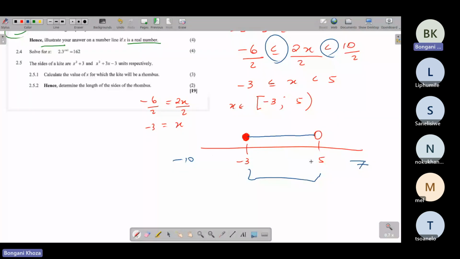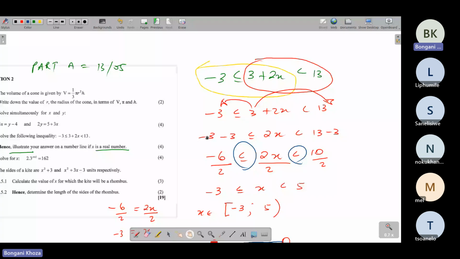So we're going to use that method if we had one inequality sign. So this becomes our final answer. What we did, we transposed this 3 both sides. We ended up with -3 both sides. We divided by 2 on both sides. We ended up with this.